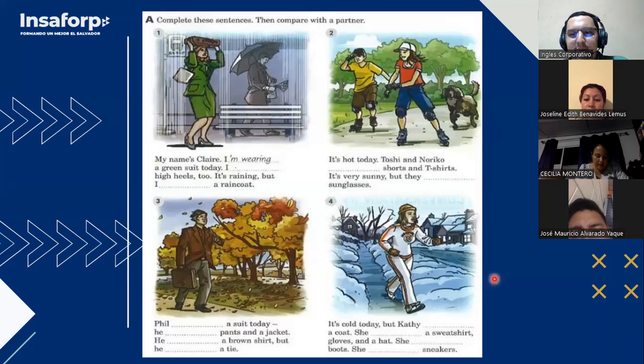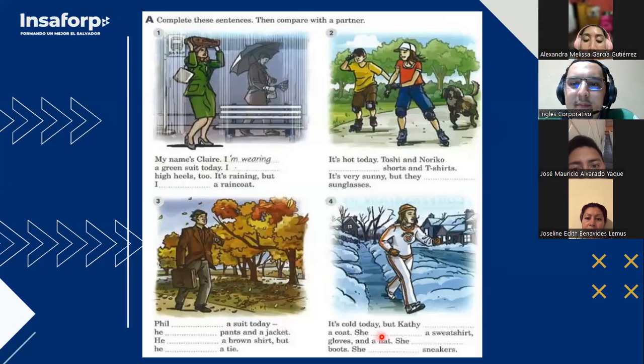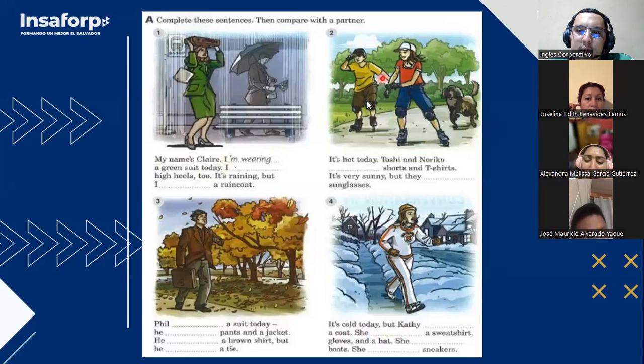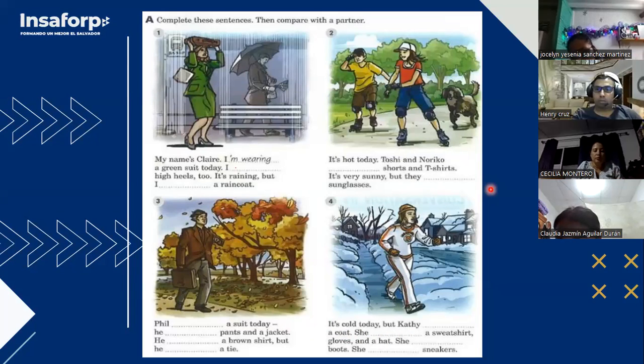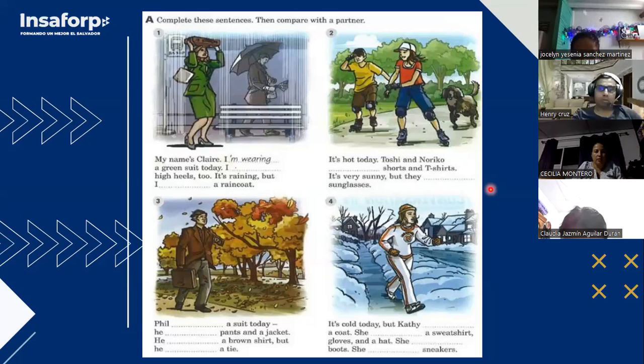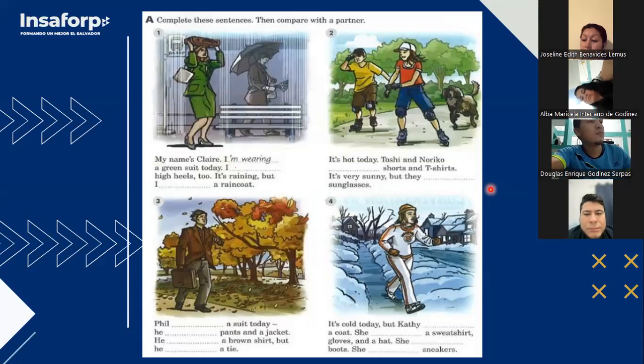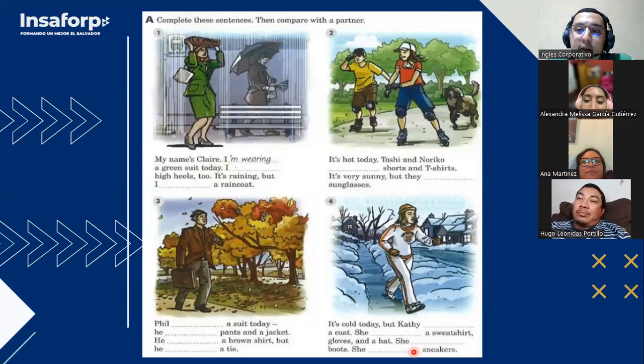Ah, okay, don't worry, I'm going to choose another one. Alexandra Melissa Garcia. Okay, help me, Alexandra. It's cold today, but Katie is not wearing a coat. She is not wearing boots. She is wearing sneakers. Okay, thank you, Alexandra.